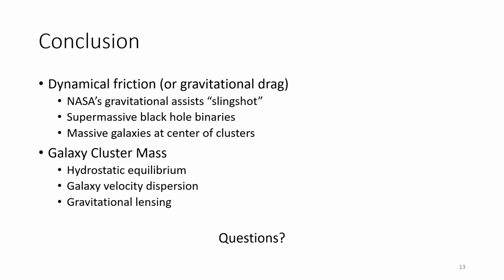Hydrostatic equilibrium, which is the balancing of pressure and gravity, measuring the velocity of galaxies within the cluster, and finally gravitational lensing, which is when dark matter acts like a lens, which is dependent on the mass of the source.